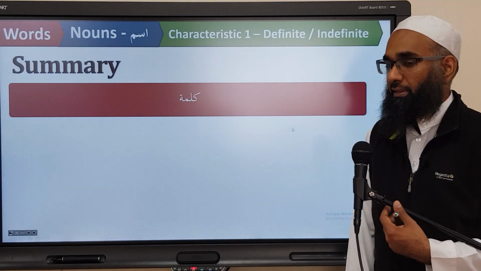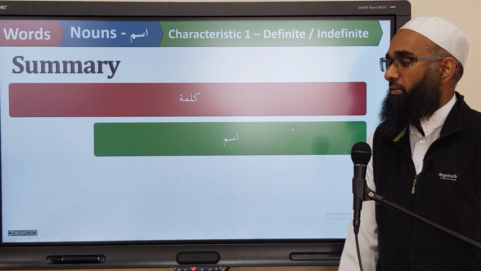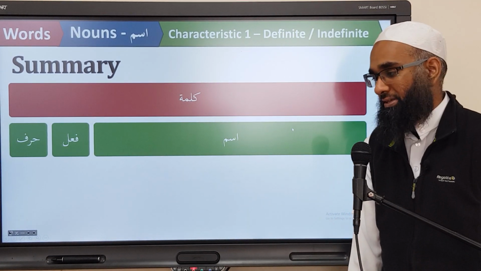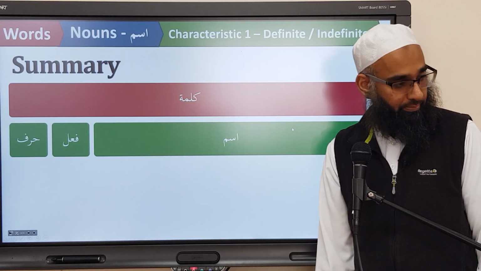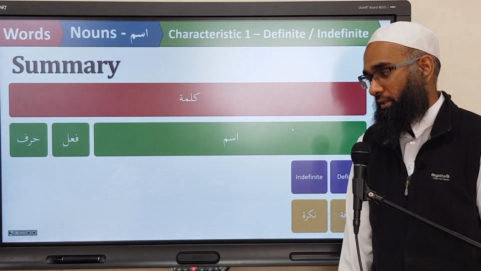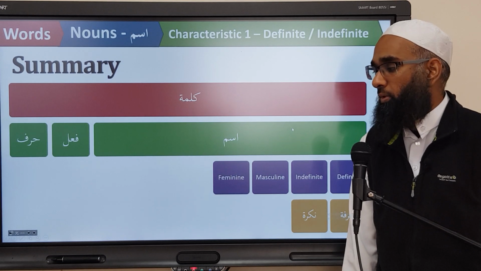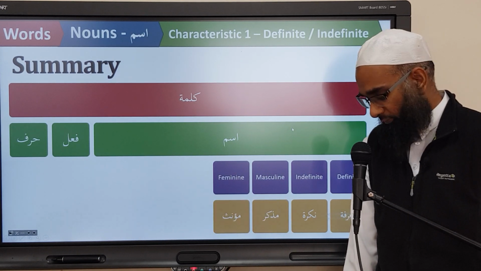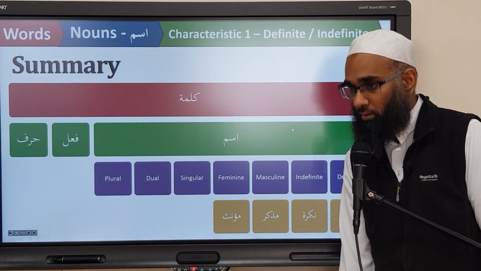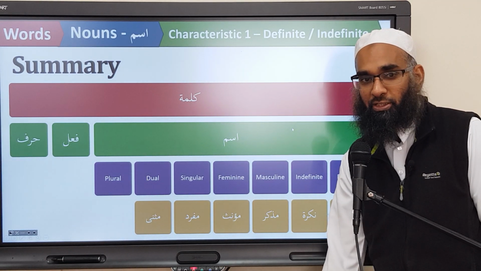So we have kalima. Then we have what? Ism, fi'l, harf. Then ism has what? Four characteristics. What's the first characteristic? Definite and indefinite. Definite is called ma'rifa, indefinite is called nakira. The second characteristic is masculine and feminine. Masculine is called mudhakkar, feminine is called muannath. Then we have three new words: singular, dual, and plural. Singular is called mufrad and dual is called muthanna. What's plural called? To be continued.